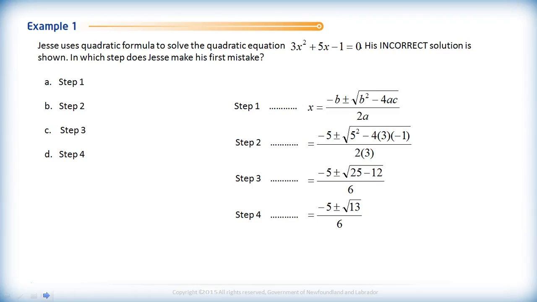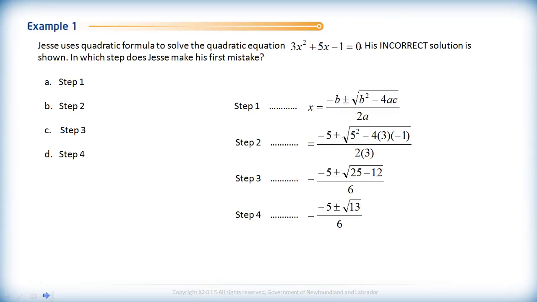Aha, an error analysis question. Don't think we've had one of those yet. It says Jesse uses the quadratic formula to solve the quadratic equation 3x squared plus 5x minus 1 equals 0. His incorrect solution is shown. In which step does Jesse make his first mistake?